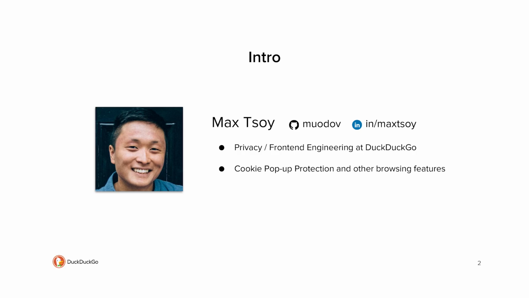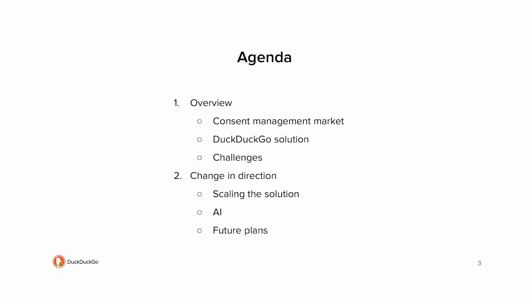So there's going to be two parts to this talk. In the first one, I'm going to go over the problem space, and we'll talk about consent management market in general. I'll talk a bit about our solution, our choices that we made, and some specific challenges around that. And in the second part, I'll share more about our recent work that we've done in overcoming the scaling blockers, and namely how we use AI in that.